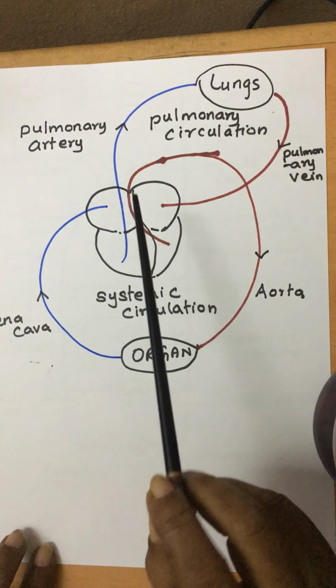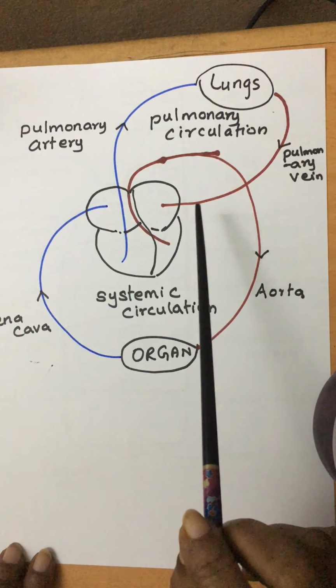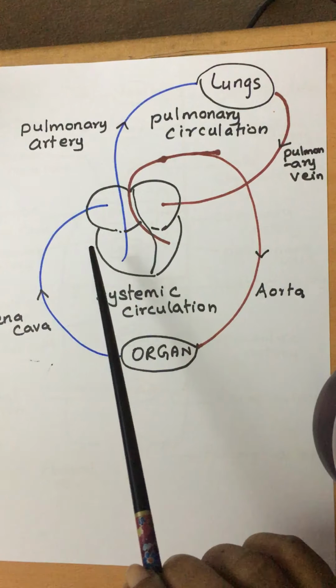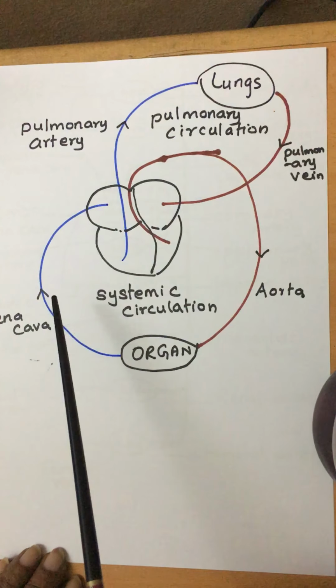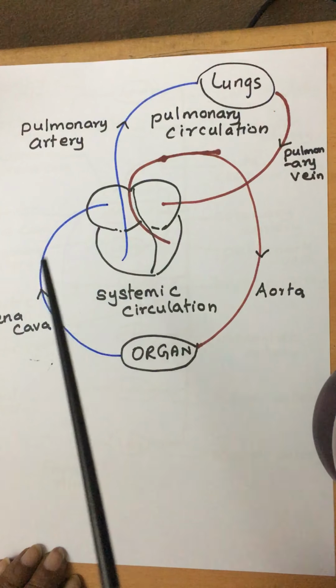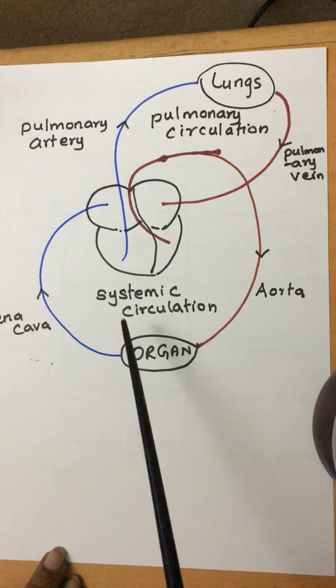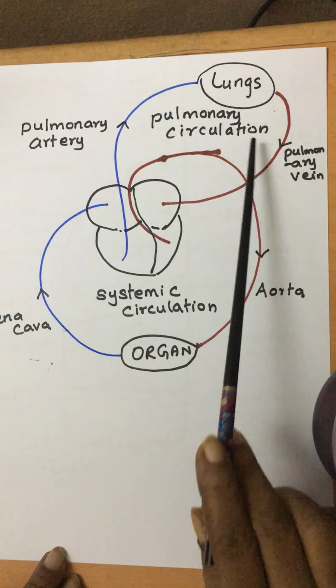Unit 6, Grade 11. Today we are going to see the blood circulatory system. That day we studied the function of the heart and the blood vessels. Today we are going to see the blood circulatory system. There are two circulations in the human body: systemic circulation and pulmonary circulation.